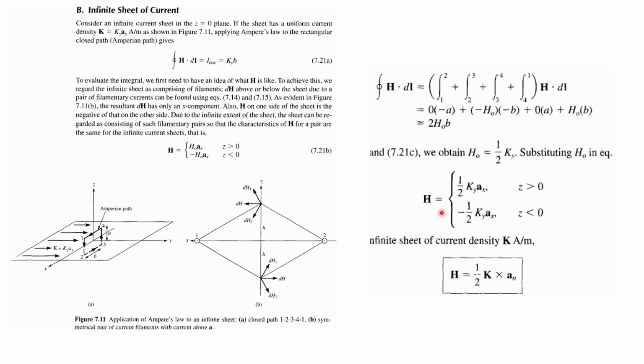Now finally, H is equal to half of K times a unit vector. Finally, we can write in general that H is equal to half of K cross a_N.